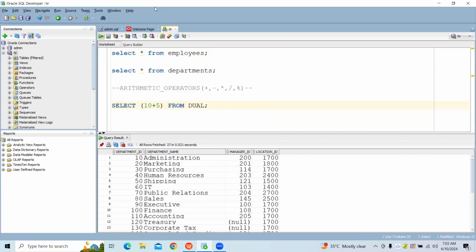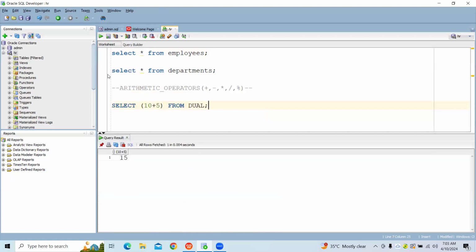Now let me run the query. What happens if I run this particular query? I'll be getting the addition of 10 plus 5. If I perform addition between 10 and 5, I would be getting 15. Running this query, I have got the same in the output window: 10 plus 5 is 15. Now we'll go for the next query.